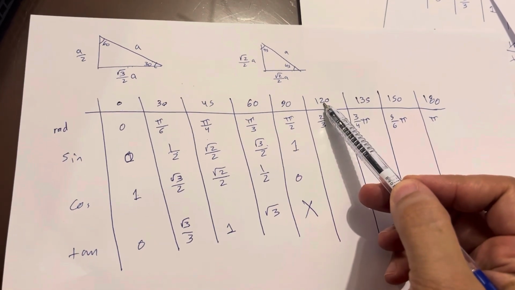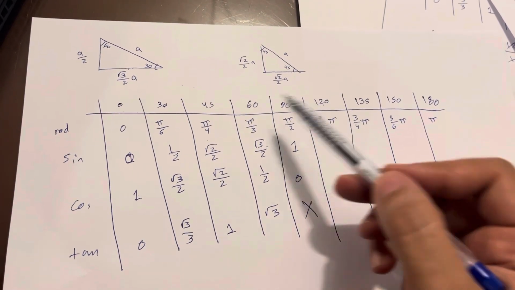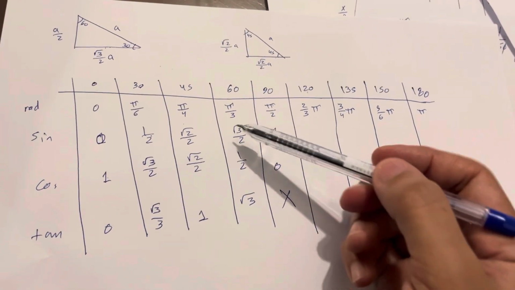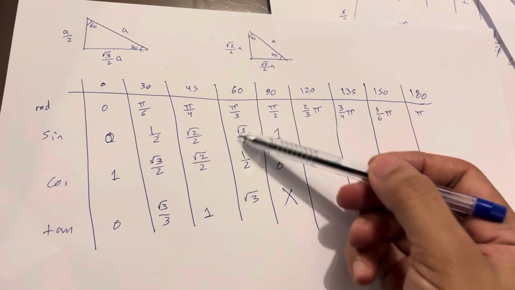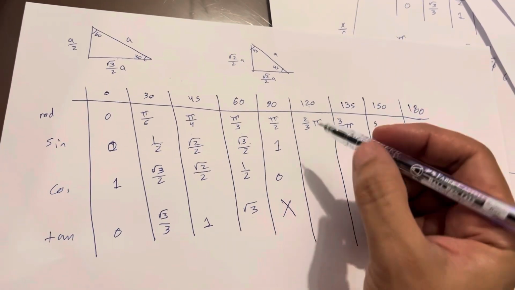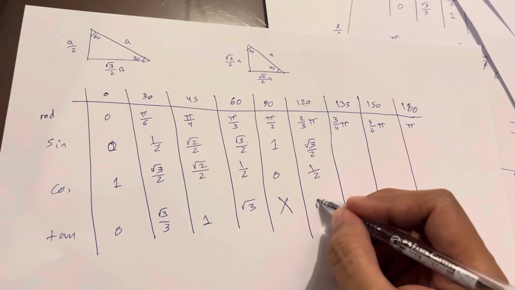120 degree is supplementary to the 60. 180 minus 120 is equal to 60. So I will show you a very nice trick. You will copy the results of the sine, cosine, and tangent of the supplementary. So radical 3 over 2, 1 over 2, radical 3.